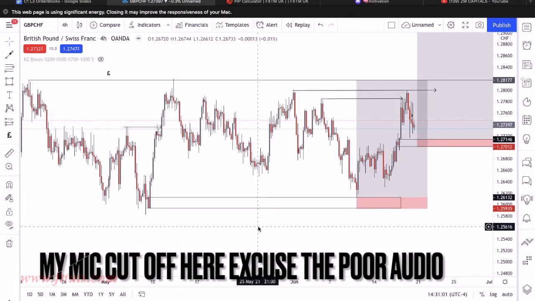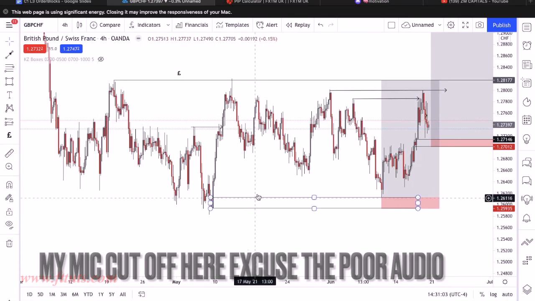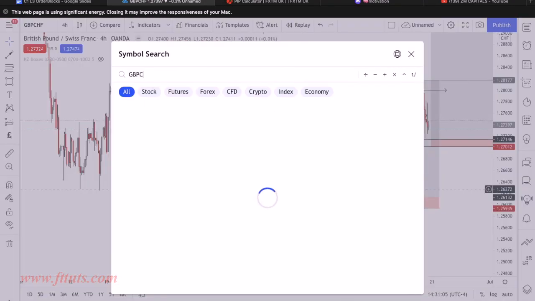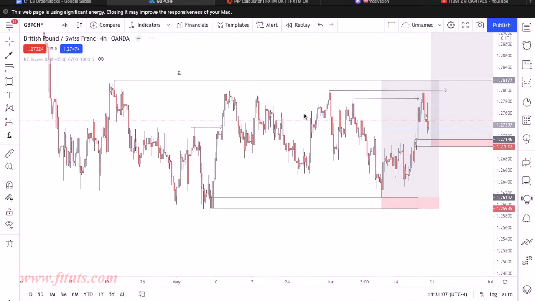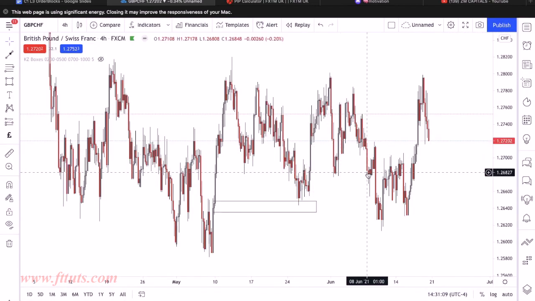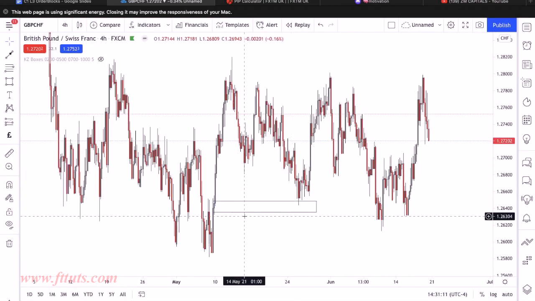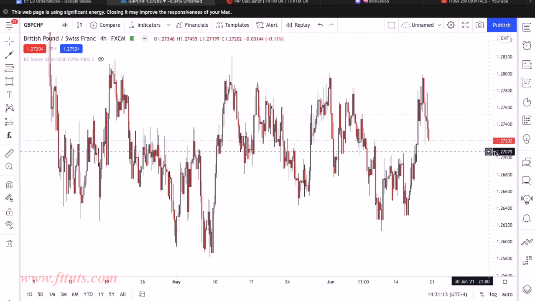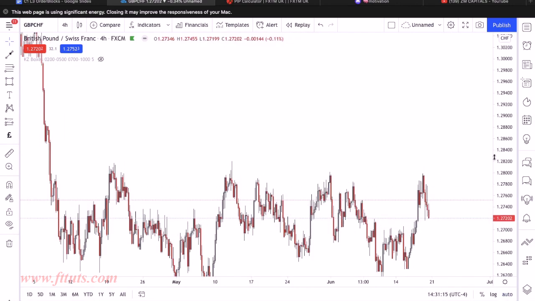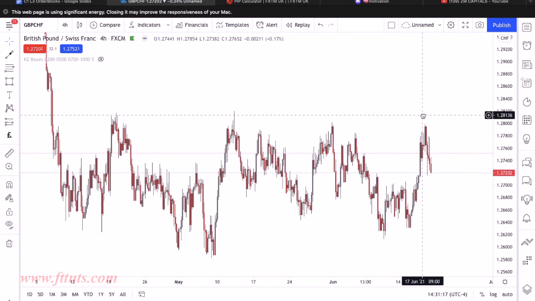Examples of trading order blocks on a live chart. Now let me actually clear up this chart for you guys, and let's get straight into it. So how I took this trade and why I took it. Let's ignore that for now. Clear up the chart. So first things first.